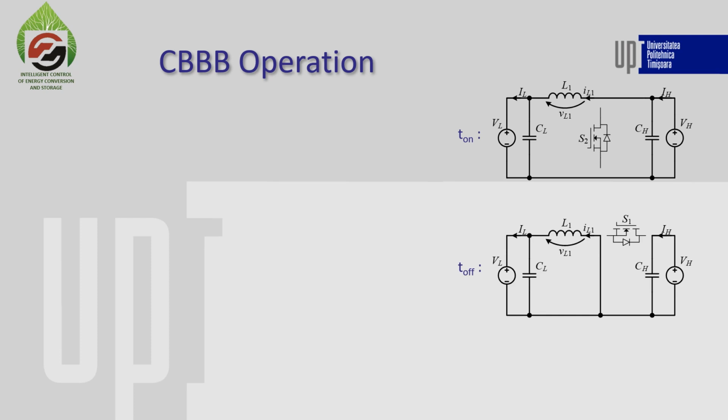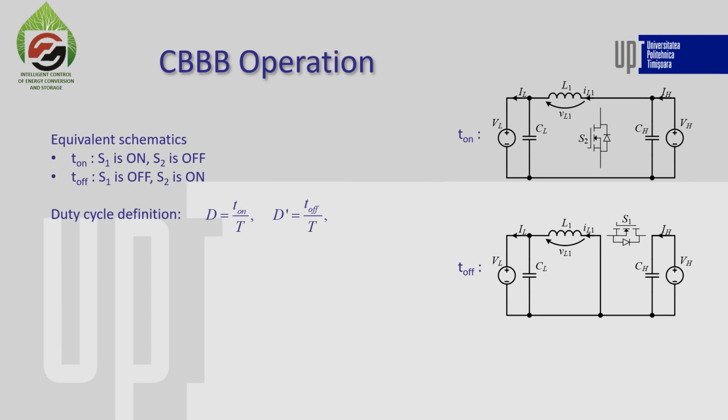In order to analyze the operation of the conventional buck-boost converter, the equivalent schematics for the two switching periods are represented. Here we have the T-on interval such that the current increases in buck mode, and also the duty cycle D is calculated for a simple representation of the conversion ratio for buck mode, and D' for boost mode, even if theoretically they are related.